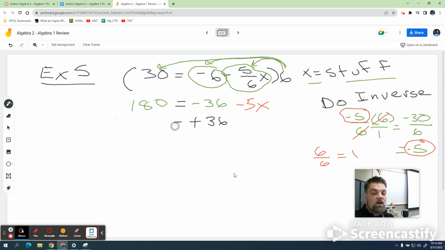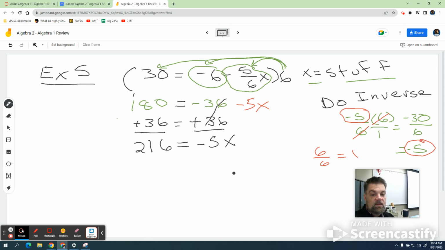And whatever we do on one side, we have to do to the other. So we end up with, what's 36 minus 36? 0. What's 0 plus negative 5x? Negative 5x. Now over here, I've got to add 180 plus 36. So 0 plus 6 is 6. 8 plus 3 is 11. Write down the 1, carry the 1. 1 plus 1 is 2. 216. I heard a lot of people say 216.